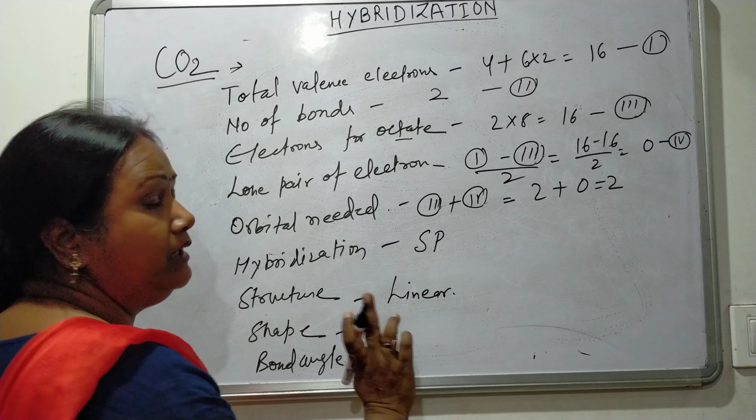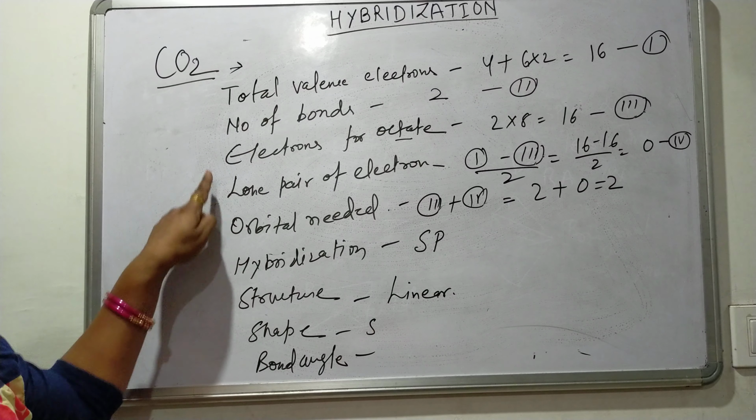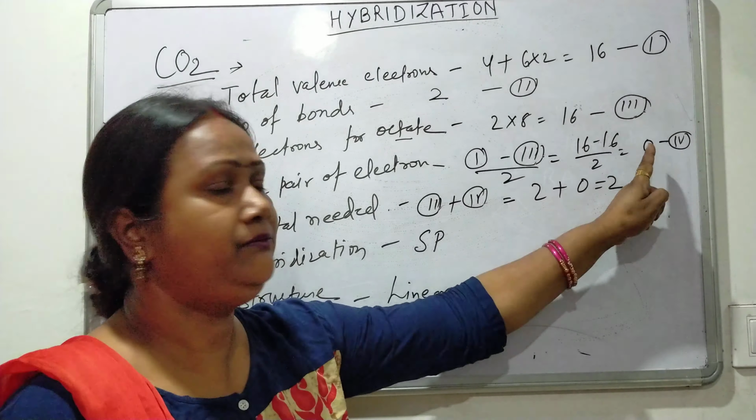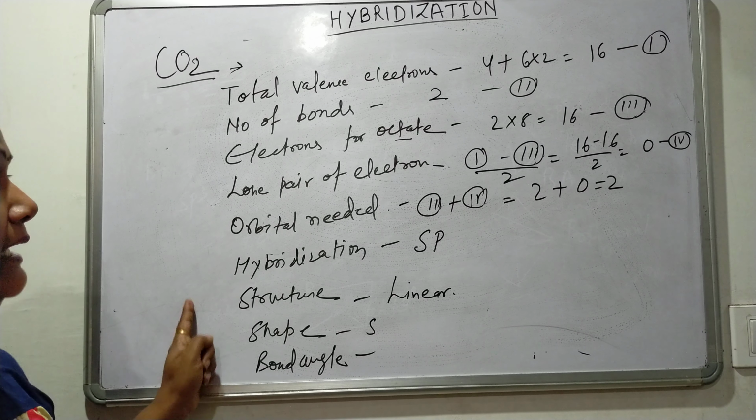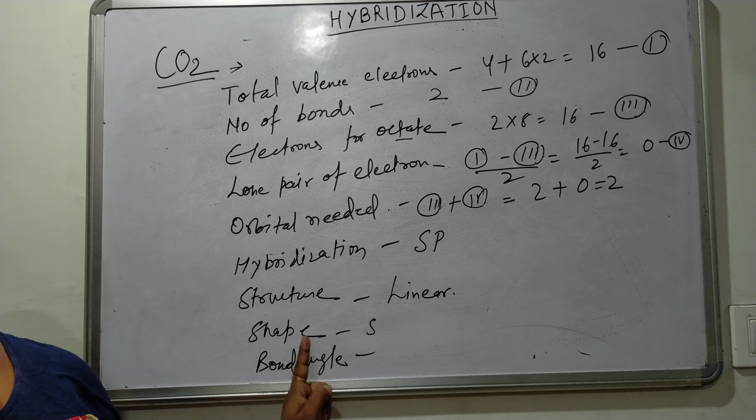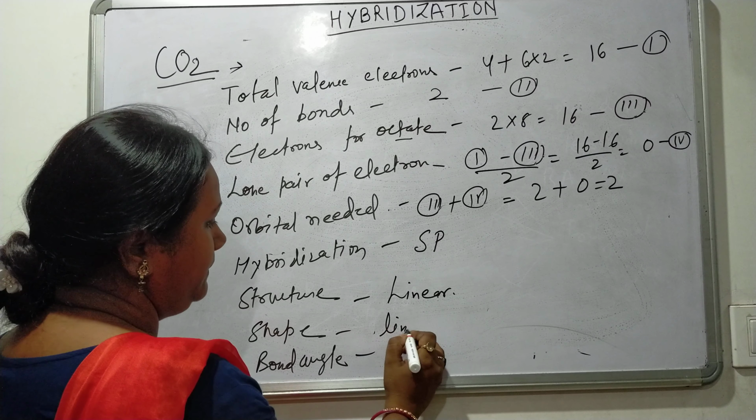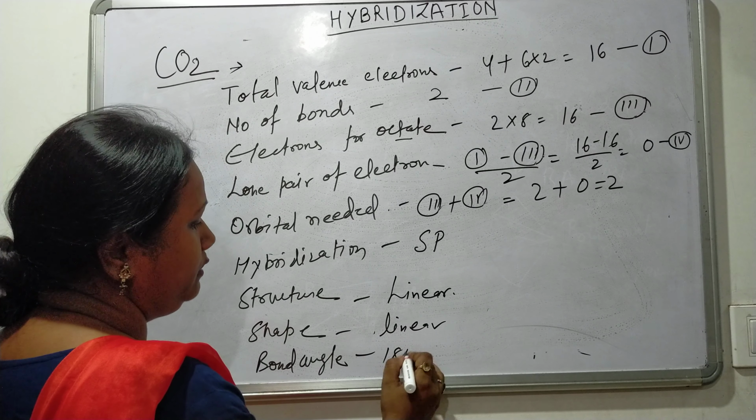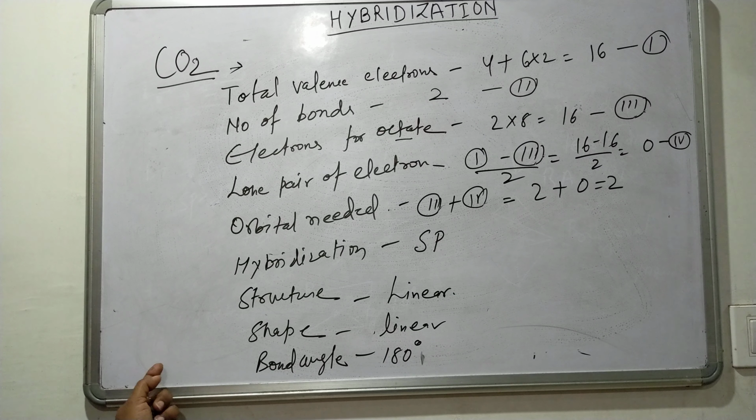The shape is also linear. Listen, the structure and the shape will be different if a lone pair of electrons is present. If no lone pair is present, the structure and the shape will be similar. So it has a linear structure, and the bond angle, as you know, is 180 degrees. This is the process by which we can find out the hybridization of the molecule.